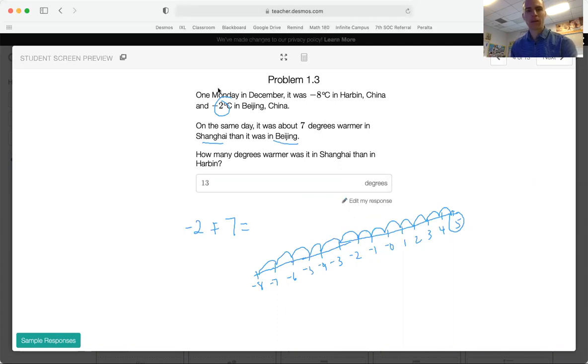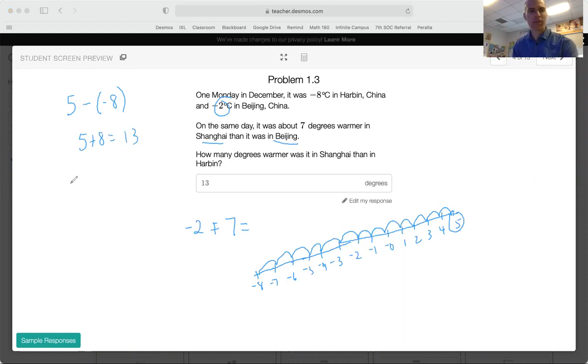Another way you could have done the same question is by finding the difference between the two numbers. So you could have done 5 minus -8 to figure out how many spaces are between. And subtracting a negative is the same as adding a positive. So really what you're doing is 5 plus 8, which equals 13. You could also do it the other way.